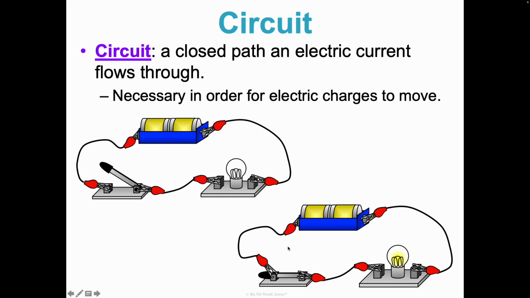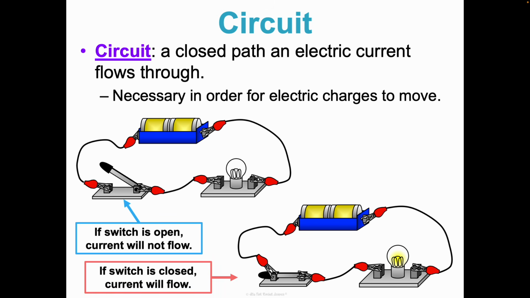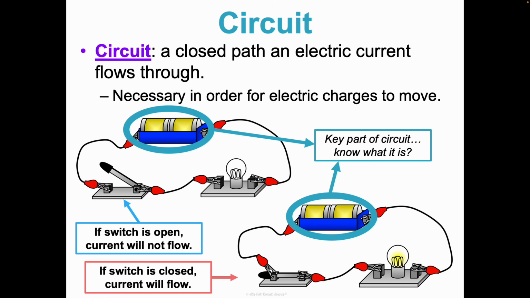Current is not flowing. But when it's closed and there's not going to be a break in the pathway that the electrons are traveling down, the light bulb will light up. So if the switch is open, current will not flow. If it's closed, current will flow.